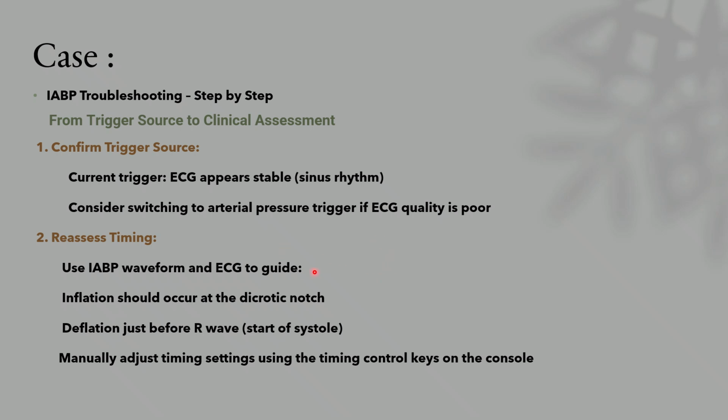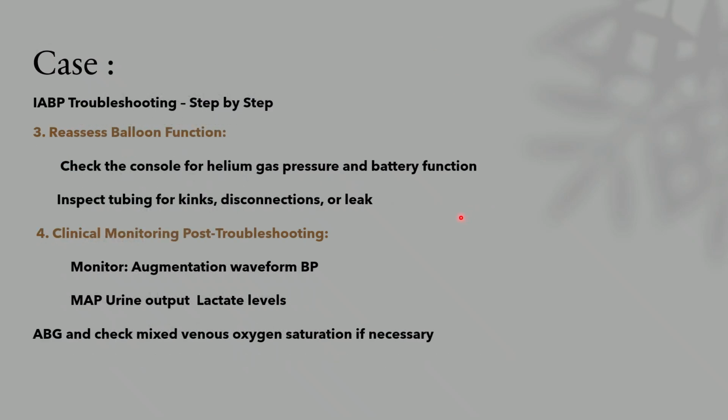We assess timing using the intra-aortic balloon waveform and ECG guide: inflation should occur at the dicrotic notch, and deflation just before the R wave, the start of systole. Manually adjust the time setting using the timing control key on the console. So first trigger, second time. The third part is to assess balloon function, after the trigger and timing assessment.